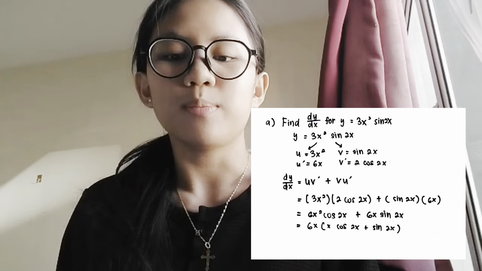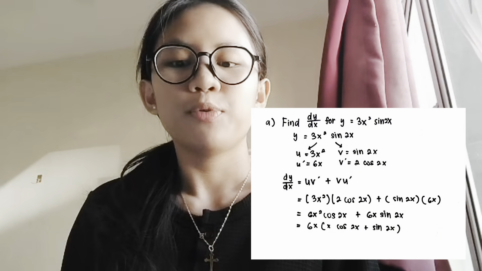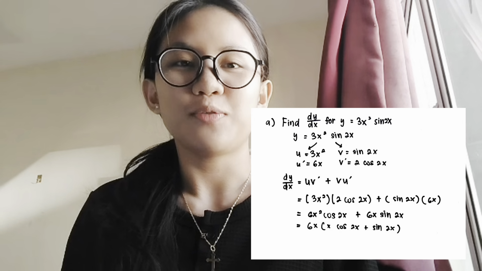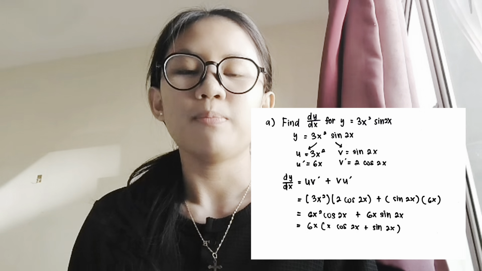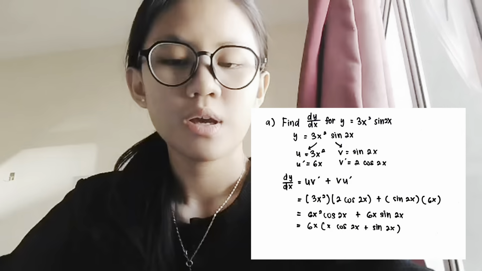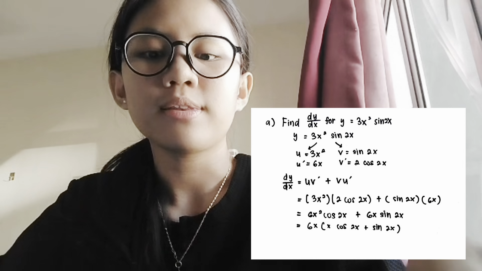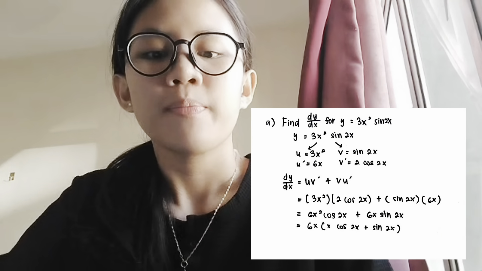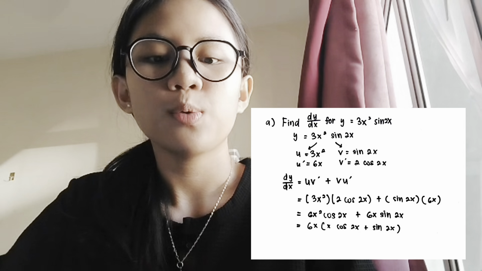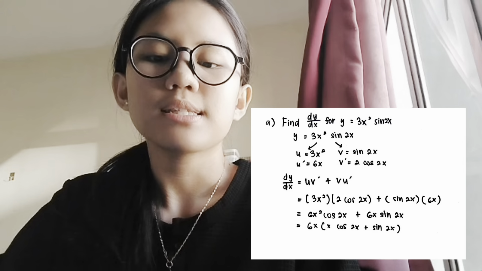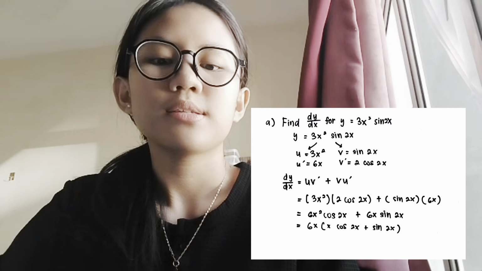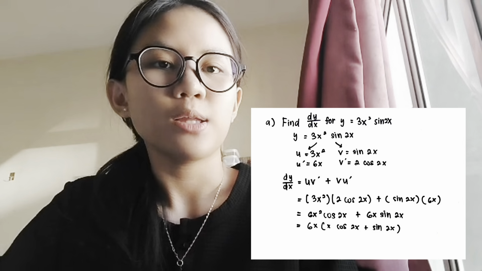So we apply the product rule and put it into the formula, which is dy over dx equals uv prime plus vu prime. So 3x squared times 2 cos 2x plus sine 2x times 6x. So we get 6x squared cos 2x plus 6x sine 2x.